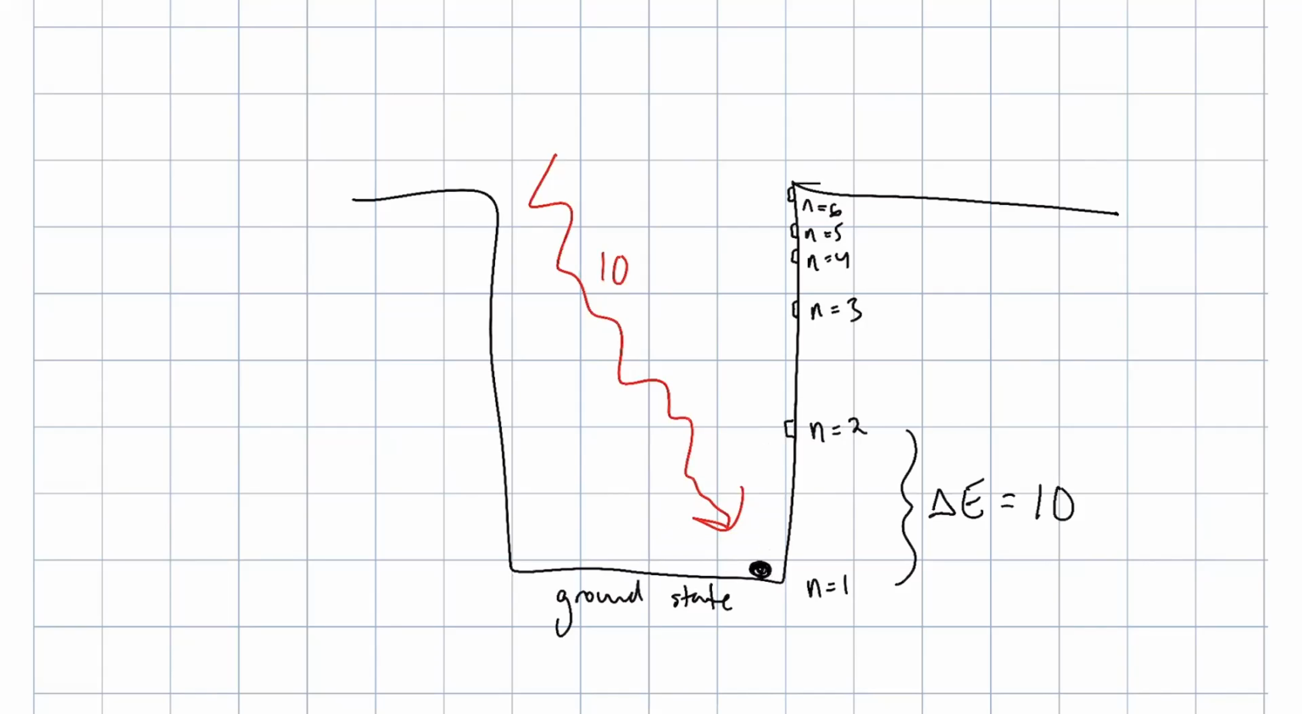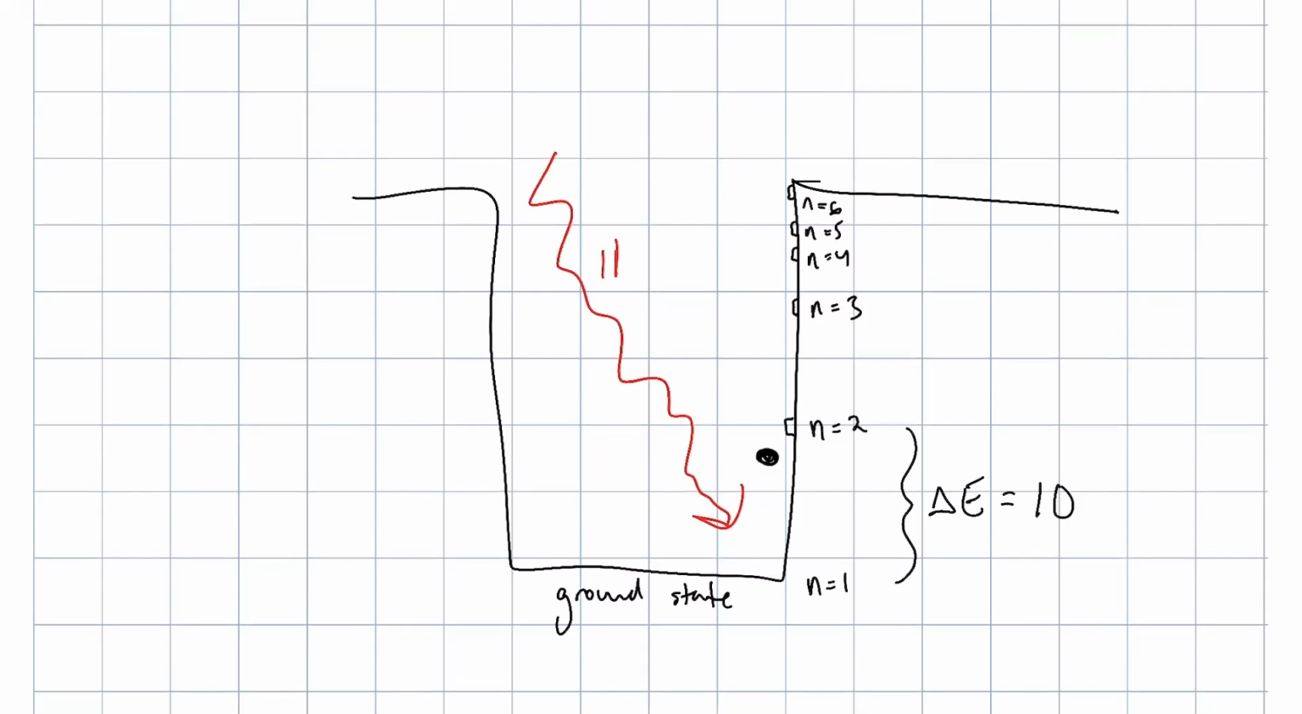What if we hit it with more than it needs to make the jump? What if we hit it with 11? Well, the problem is that the electron can't just absorb some of the energy, but not all of it. It has to absorb all of the energy. So if absorbing 11 would put it here, it's not going to take 10 units of energy and let the other 1 unit go. It's just going to ignore all 11 units of energy. It'll ignore this photon entirely.